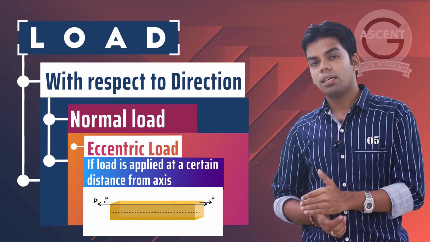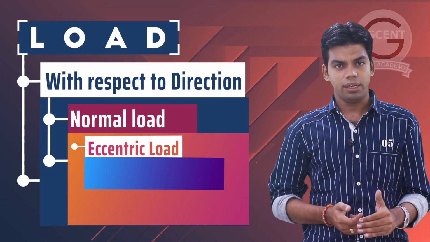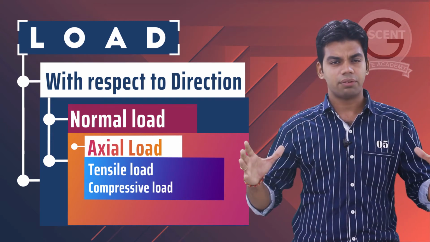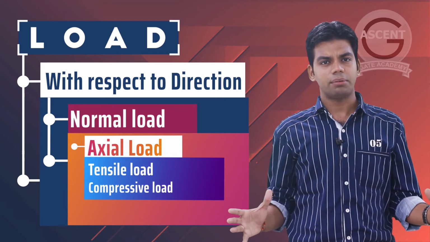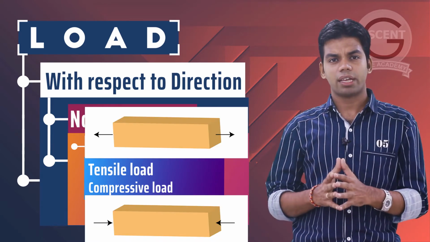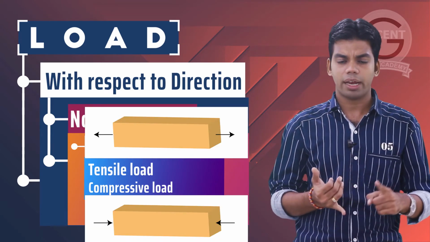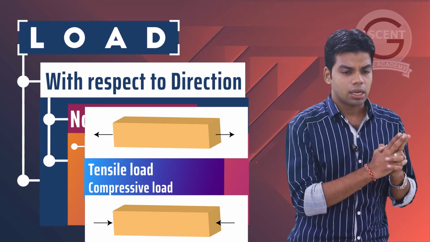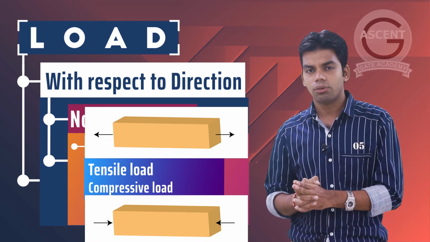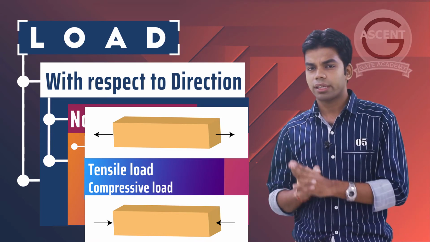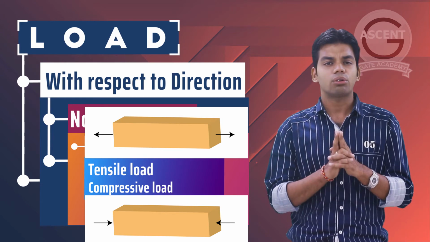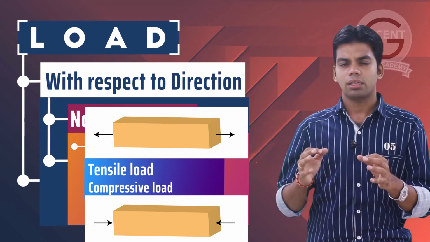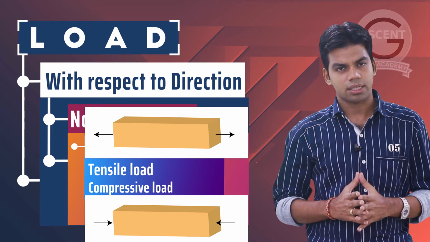Okay, now this axial load can be further classified into tensile load and compressive load. Just make this table very clear. ये पूरी टेबल को बहुत क्लियरली बनाना. With respect to direction, we saw two classifications, normal load and shear load. Normal load had two further classifications, the axial load and the eccentric load. Now axial load can be further classified into tensile load and compressive load. So how did we define axial load? The load which is acting along the axis, that is axial load.